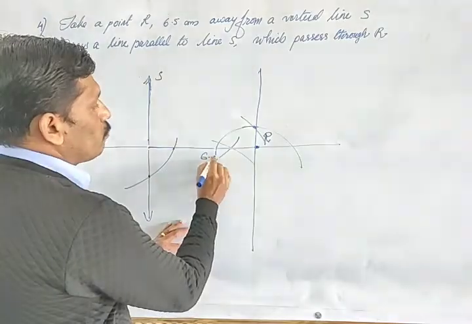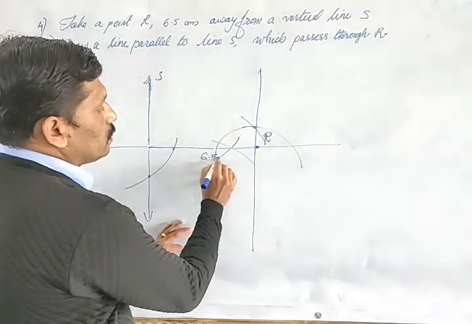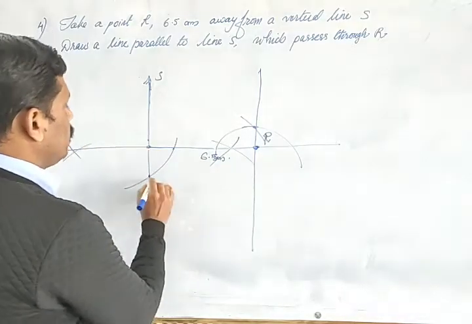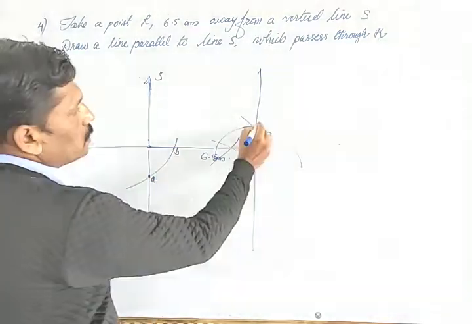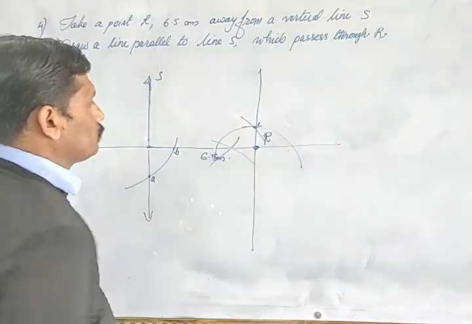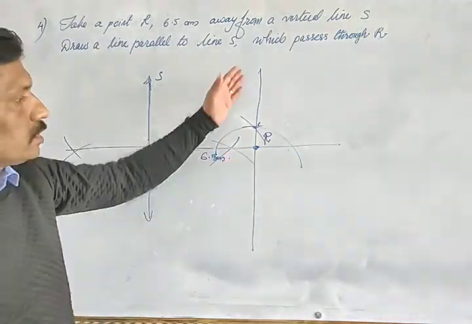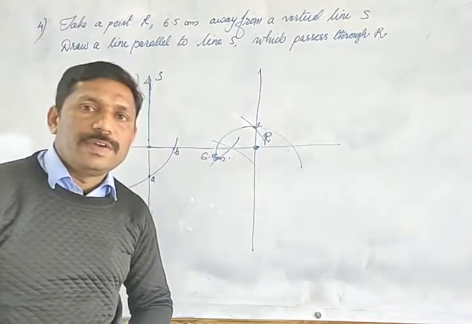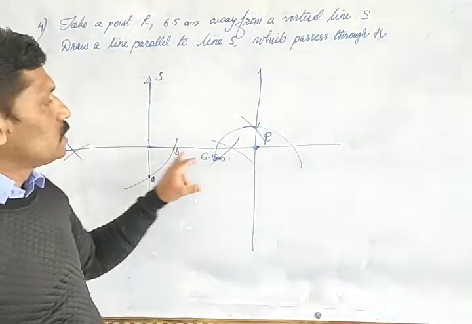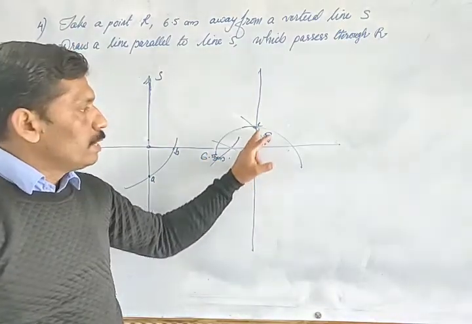So this is 6.5 centimeters away between R and S. Here you can give any names, A, B, C, and then these two lines will be parallel. So in this way we can make a parallel line to line S at 6.5 centimeters away through a point R.